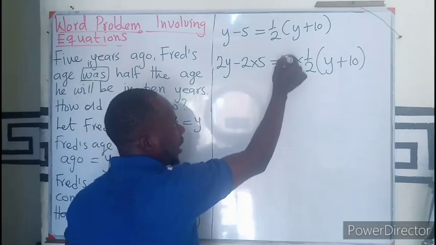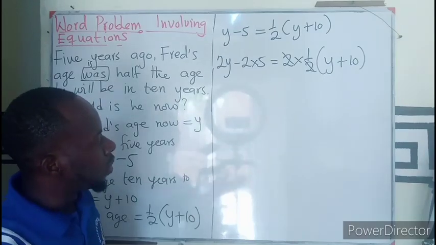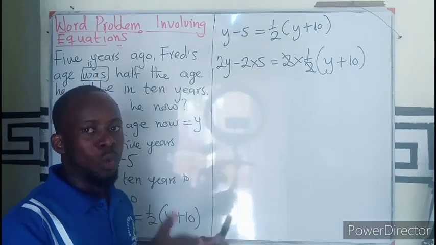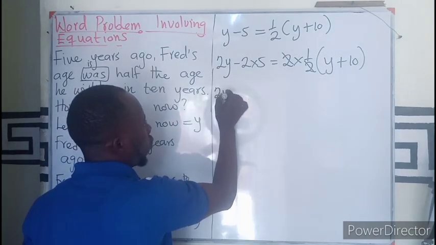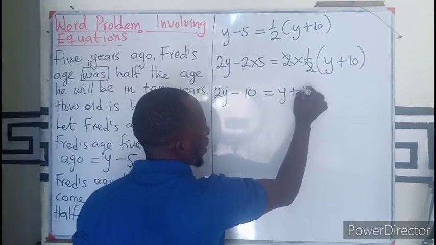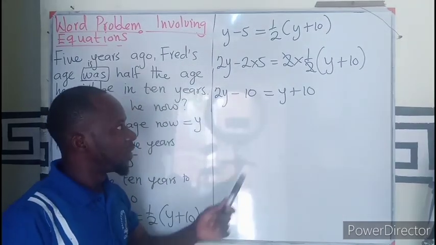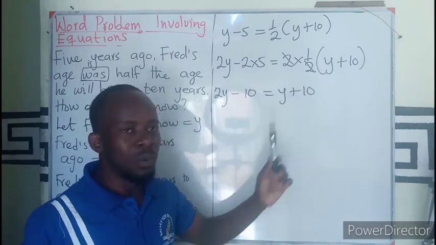And we know we are doing that because we want to clear the fractions. So 2 multiplying half will just be 1. So the 2 cancels. So I'll be left with 2y minus 10 equals y plus 10. That is, this is going to be 1 times y, and 1 times 10 will be 10.